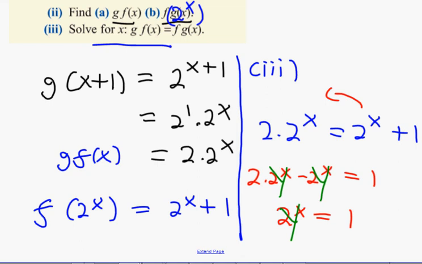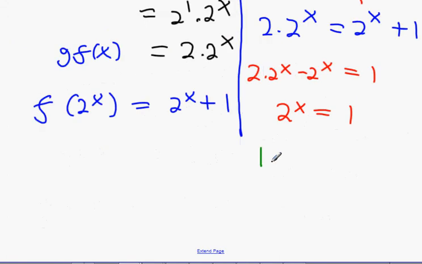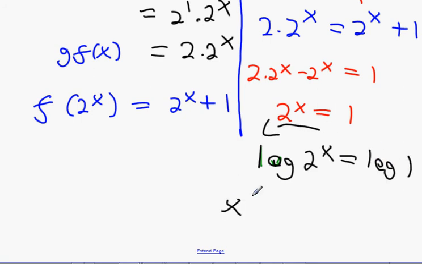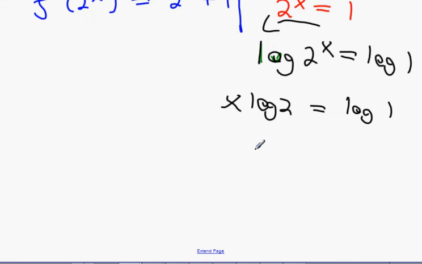Now that that's done, what power gives you a value of 1? 0. 2 to the power of 0 is 1. If you forget this, you could always use logs. We'll use logs just for practice sake. If you forgot, you could do it like this. Bring x to the front. x log 2 equals log 1. And then what we should get is x equals log 1 divided by log 2.